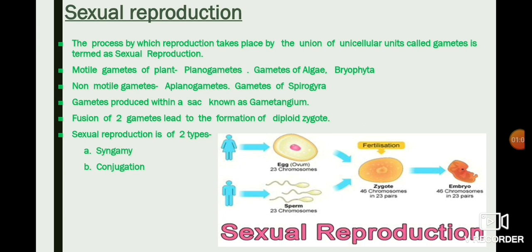Gametes are generally produced within a sac, which is known as gametangium. Fusion of two gametes leads to the formation of a diploid zygote. Sexual reproduction can be broadly divided into two categories: syngamy and conjugation.